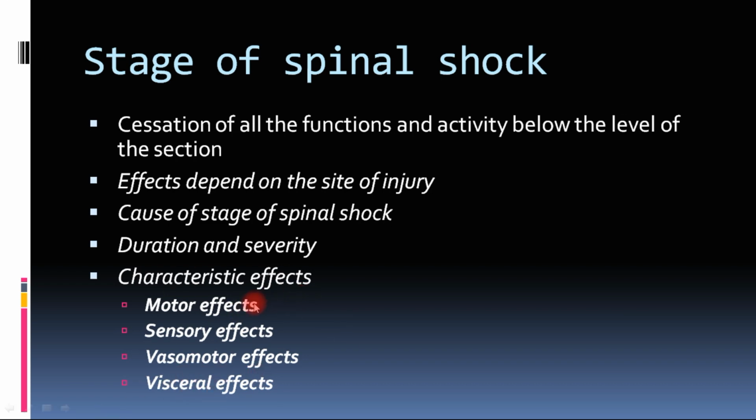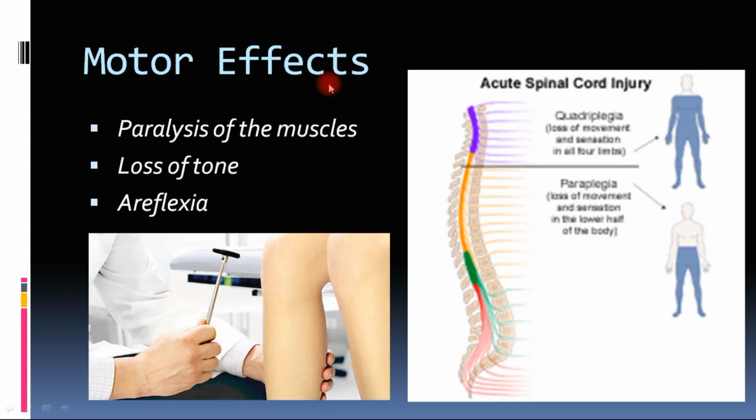Now let us see in detail the motor effects. The motor effect is the paralysis of the muscle. Paralysis is complete loss of voluntary control over the somatic muscles, and that depends on the level of transection. If the transection is at a lower level, below the cervical enlargement, it will only affect the lower limb, causing paraplegia.